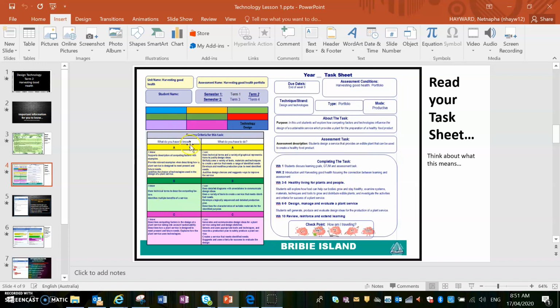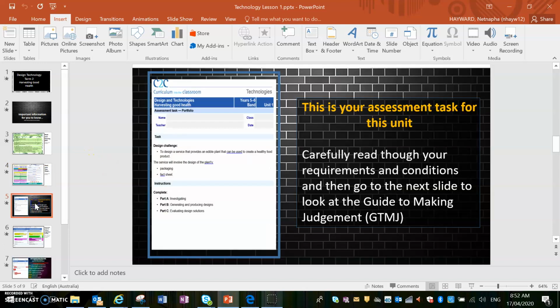And on this side here, we're talking about our success criteria, and this is for your benefit, but we're going to go through it in detail later in 2 or 3 more slides when we look at our guide to making judgments. Okay, this is what your assessment task will look like.